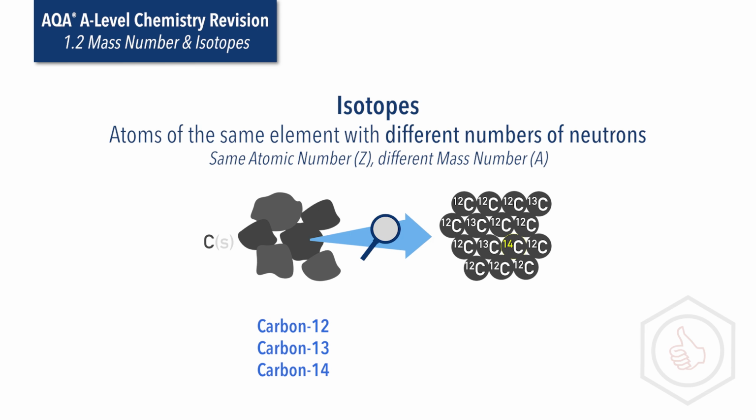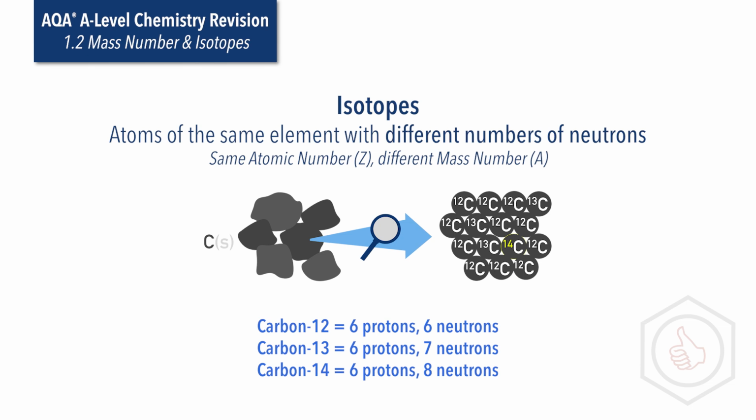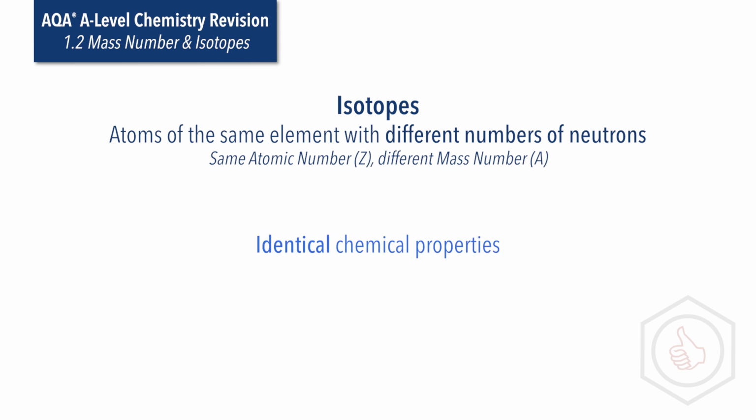Because they're all atoms of carbon, they have 6 protons and an atomic number of 6, but carbon-12 has 6 neutrons, carbon-13 has 7 neutrons, and carbon-14 has 8 neutrons, giving mass numbers of 12, 13, and 14. Isotopes have identical chemical properties because they have the same number of protons and electrons, however, they can have different physical properties, such as mass, rates of diffusion, and radioactivity.